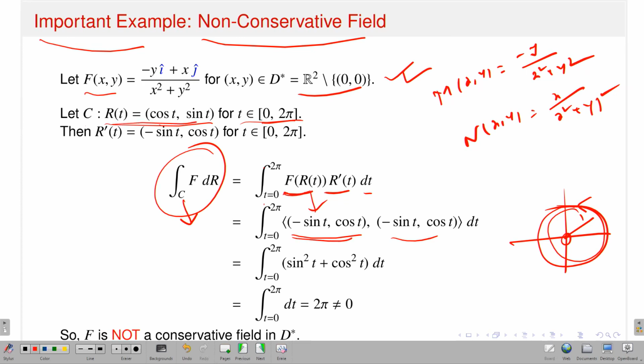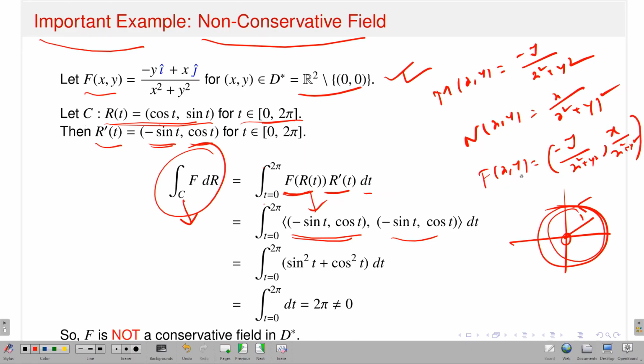Okay, if I have r(t) like that, what is r prime(t)? The component-wise derivative, that means minus sine t comma cosine t. That is the corresponding vector attached to the point r(t). And what is capital F of r(t)? You know my capital F function: F of x, y is nothing but minus y divided by x square plus y square, comma x divided by x square plus y square.